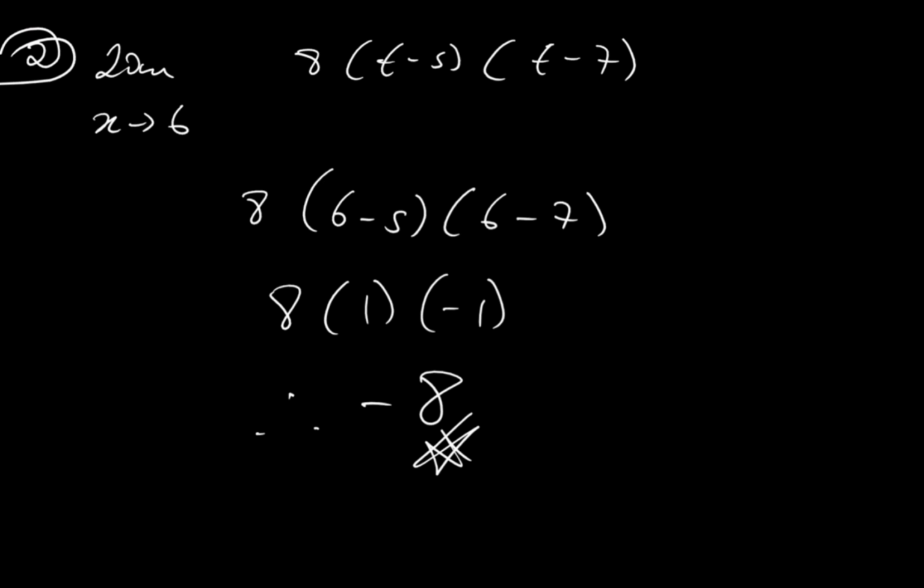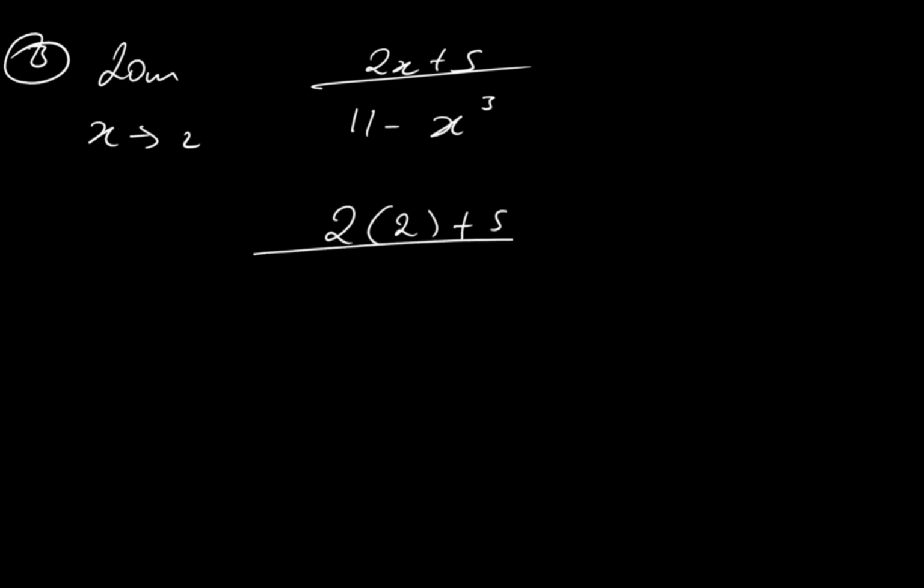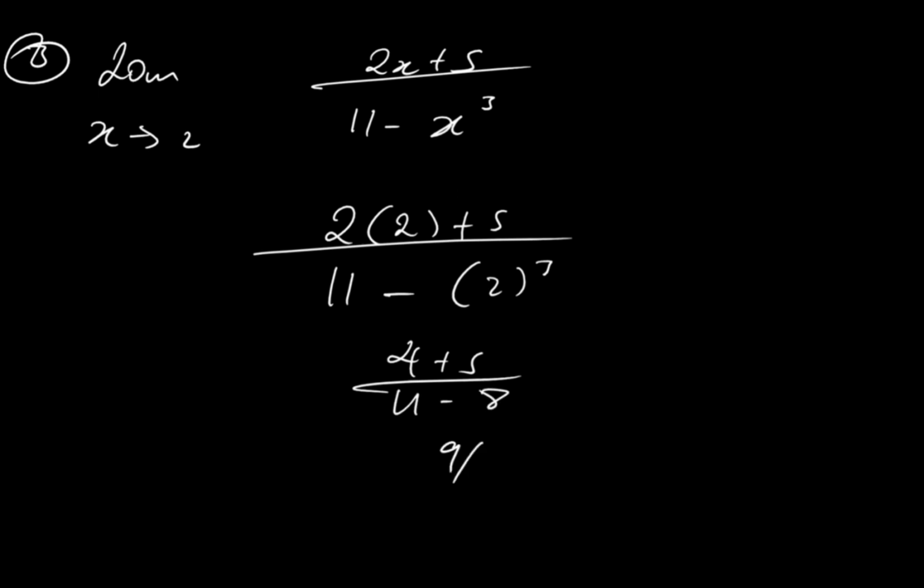Alright, let's move on to a different one. So you have limit as x approaches 2 of 2x plus 5 over 11 minus x cubed. You can always pause the video and attempt to do this one on your own. Alright, so let's do it. So we plug in 2 plus 5 over 11 minus 2 cubed. So this will give you something like 4 plus 5 over 11 minus 8. And you end up having 9 over 3. Now 3 can go into 9. Therefore your limit is positive 3.